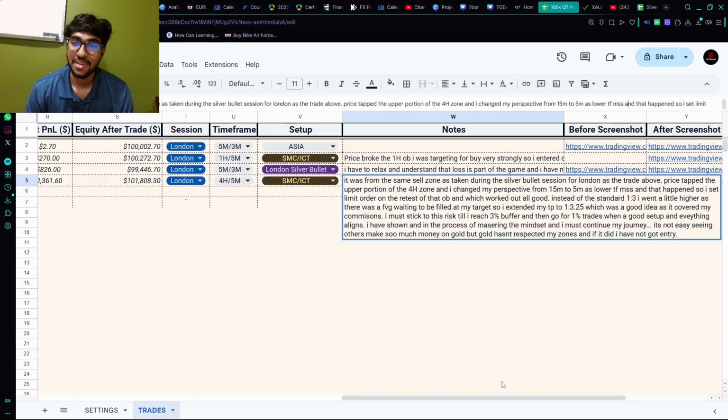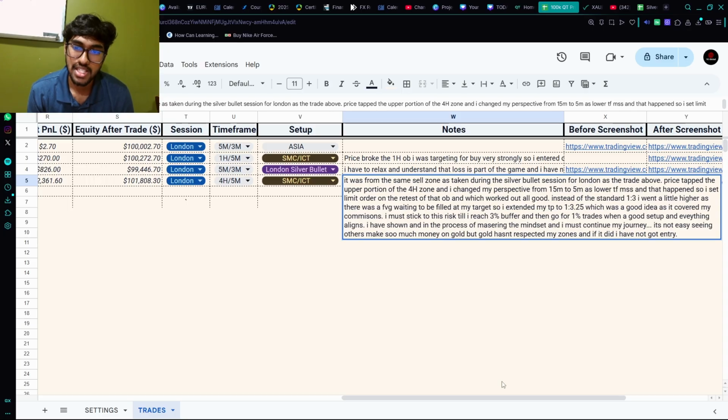So it was from the same sell zone as taken during the Silver Bullet session for London as a trade above. Price tapped the upper portion of the 4-hour zone, and I changed my perspective from 15 minutes to 5 minutes as lower time frame market structure shift. And that happened. So I set the limit order on the retest of the OB, and which worked out all good. Instead of the standard 1:3, I went a little higher as there was an FVG waiting to be filled at my target. So I extended my TP to 1:3.25, which was a good idea as it covered my commission.